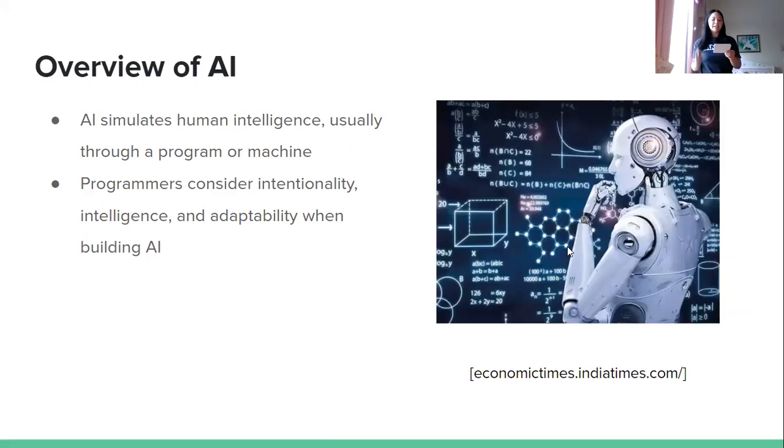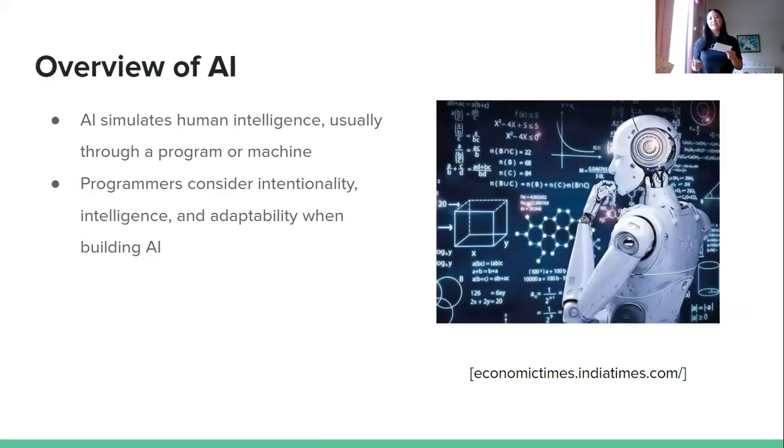What exactly is AI? AI, as noted by Daryl M. West's article, What is Artificial Intelligence?, is a simulation of human intelligence, usually through a machine, and is designed with the traits of intentionality, intelligence, and adaptability. Intentionality is the purpose of the AI, which can either be very niche or very broad.